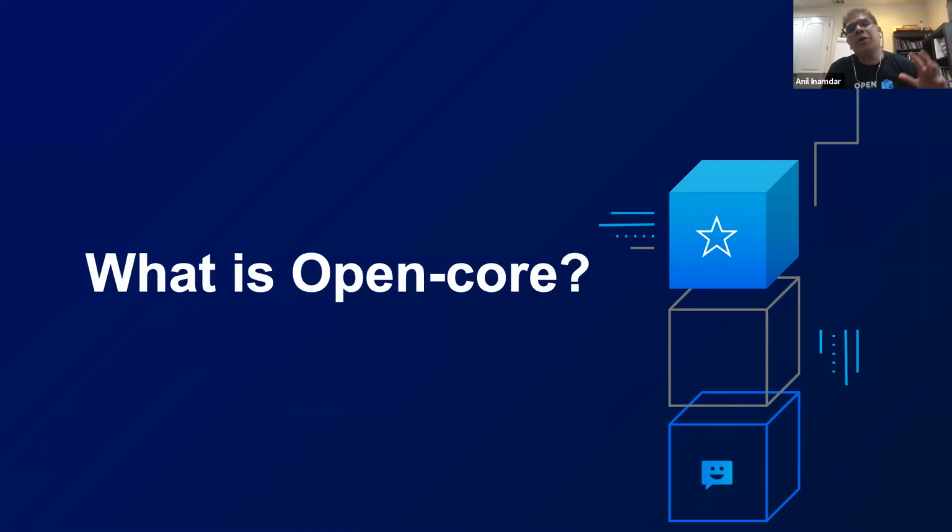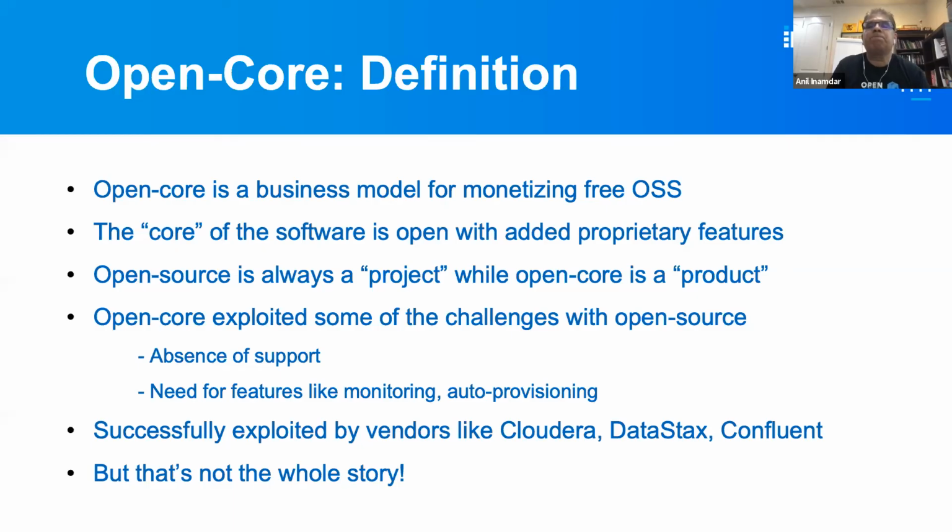All right, so we looked at open source and why it is important. Now, what is open core? This new term called open core, what is it? Open source is free software, so how can you make money out of it? A popular business model came into being called open core. Open core is a business model to monetize free open source software. That's as simple as that.